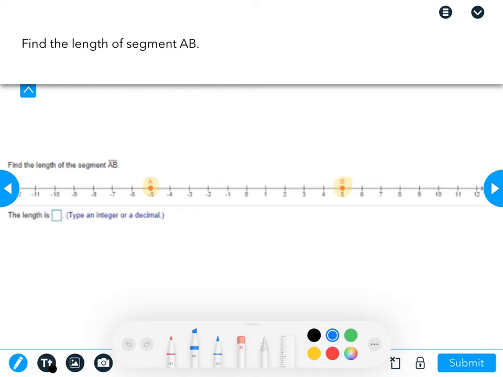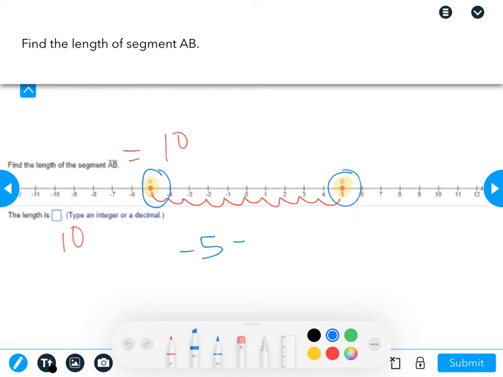And so I can either just count. So I can count that this is 1, 2, 3, 4, 5, 6, 7, 8, 9, 10 units. So AB equals 10. Or I can figure out where those points are. I can look at this is -5 and this is 5, and we take the absolute value of the difference. So that's the absolute value of -10, or 10. Either way, I get the same answer.